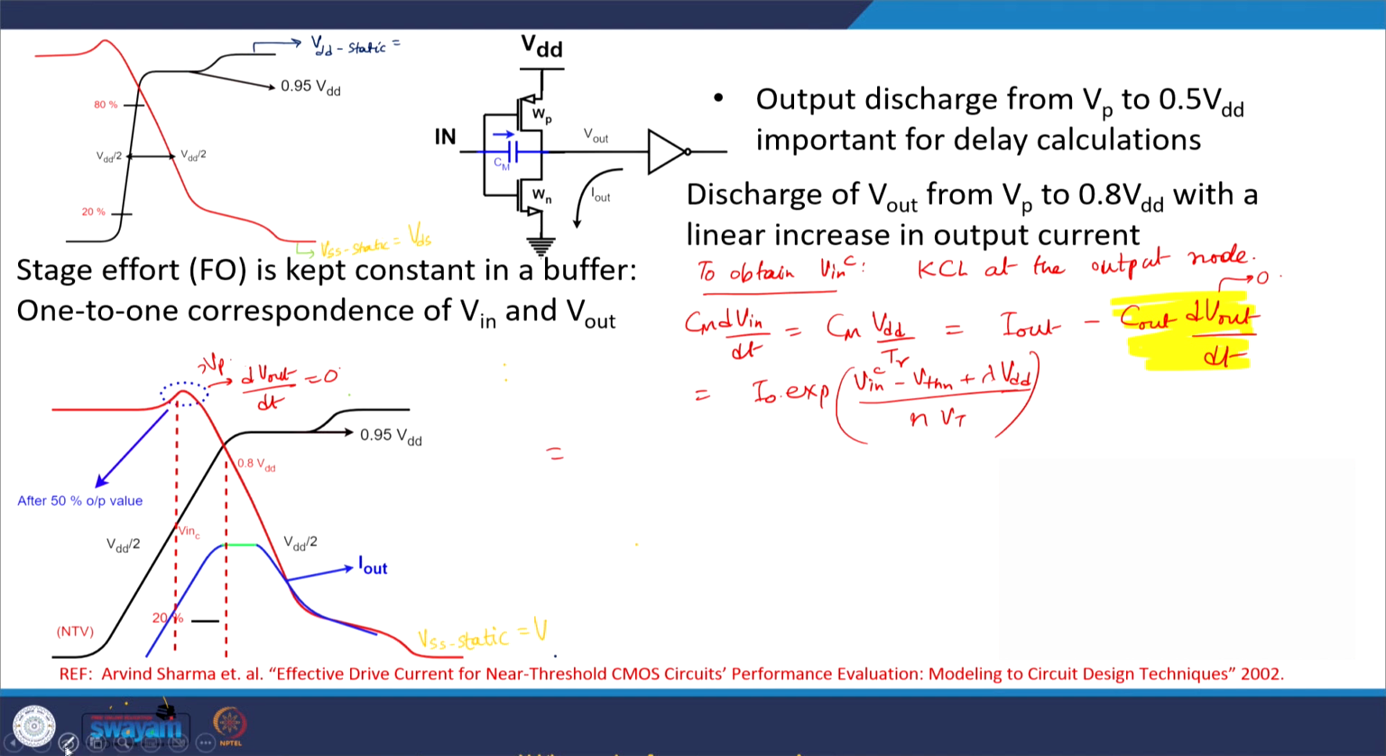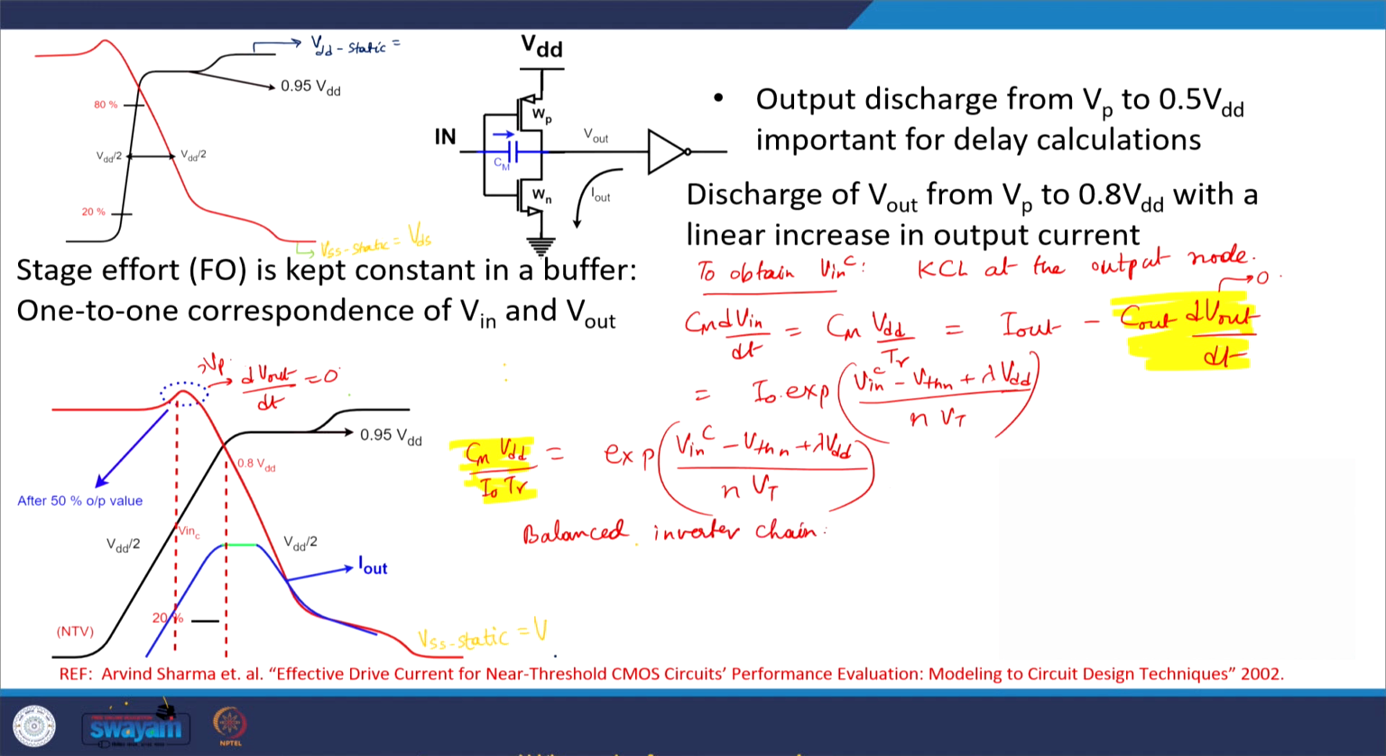So, now what is this? This we can rewrite as Cm VDD by TR equal to I0 exponential of that. Now, can we simplify it further? Let us try to get some sense out of this. We know that we have a balanced inverter chain. Balanced inverter chain means what? We have all the fan out ratios same in all the stages. So, the input and output transition times are also matching, especially near Vin equal to 0.5 VDD or Vout equal to 0.5 VDD.